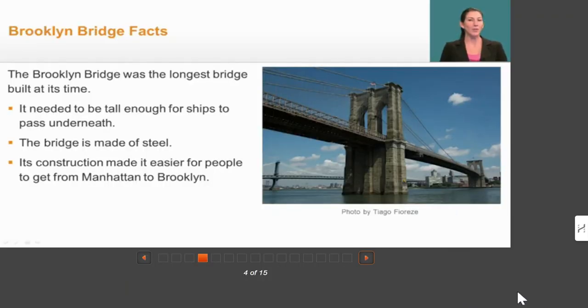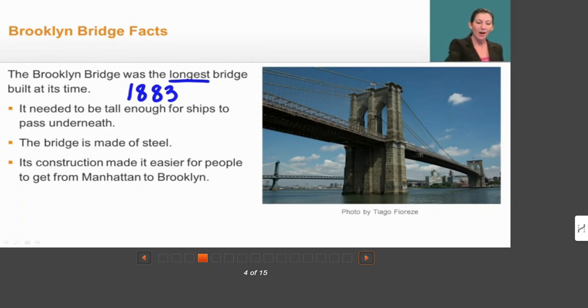The building of the Brooklyn Bridge was a historical moment worth talking about, and yes, even writing a speech about. So let's look at what made this Brooklyn Bridge so important and worth talking about. Now, the Brooklyn Bridge was the longest bridge built at its time in the Western Hemisphere. Now, it was built in 1883. And as you're going to find out, this bridge was pretty impressive at the time it was built.